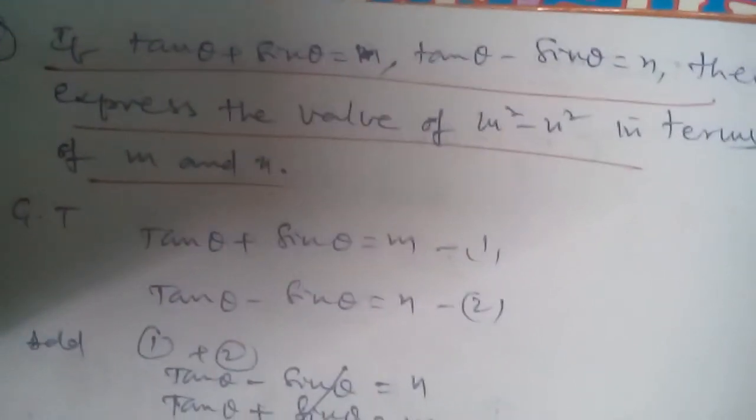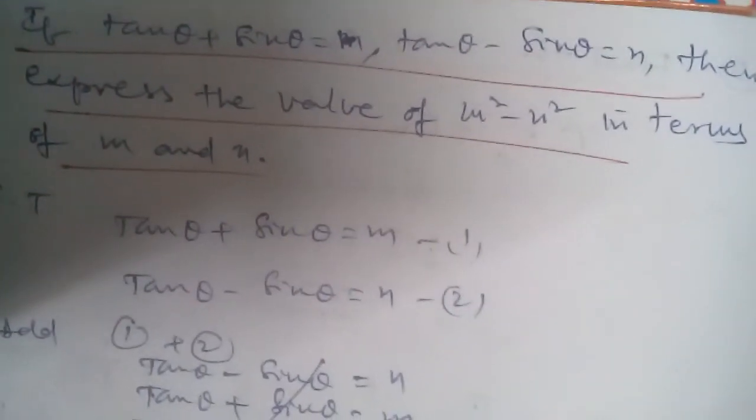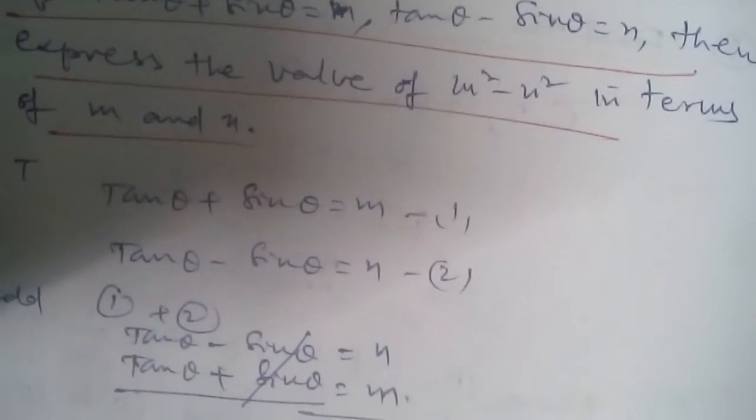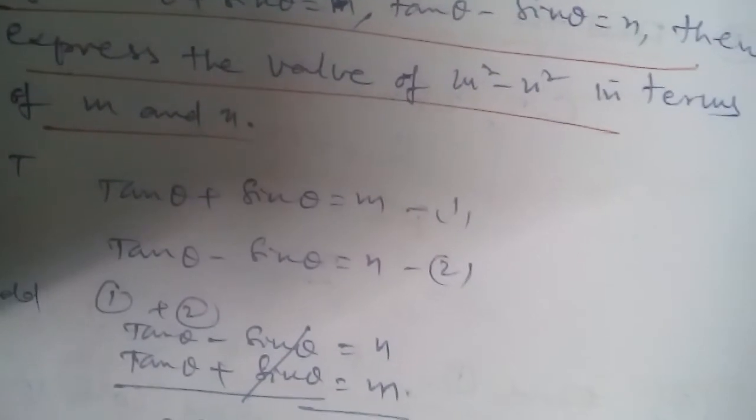And the sixth one: if tan theta plus sin theta is equal to m, tan theta minus sin theta is equal to n, then express the value of m square minus n square in terms of m and n.